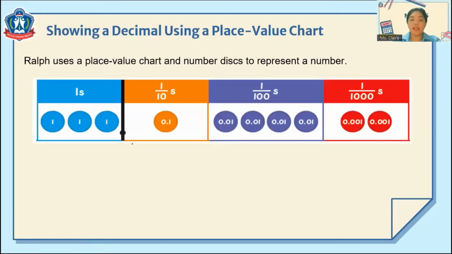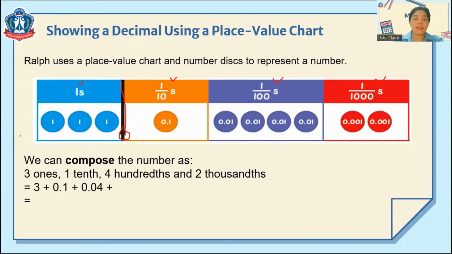Okay, now let's have a place value chart. So this is a place value chart. We have here the dark line. This is the decimal point. On the left are the ones. On the right of the decimal point, this place value is tenths. The second digit is hundredths. And the third one from the decimal point is what we call thousandths. So take a look here. How many ones in this number? Yes, three ones.